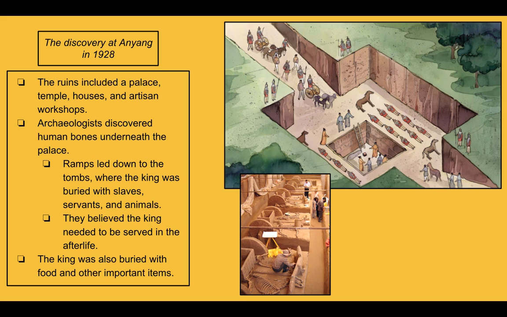And the king was also buried with food and other important items that he would need in the afterlife. Even chariots and stuff, they would bury him with those things as well, because they felt he needed them in the afterlife.